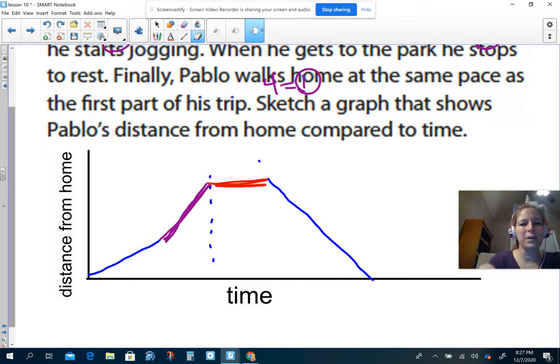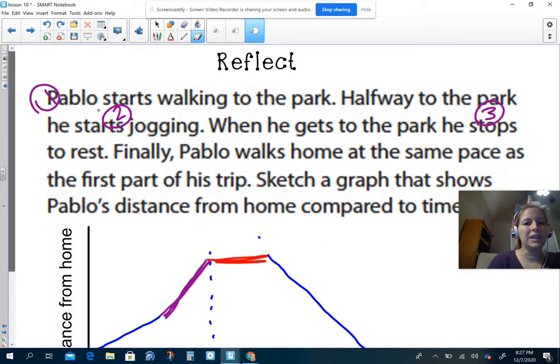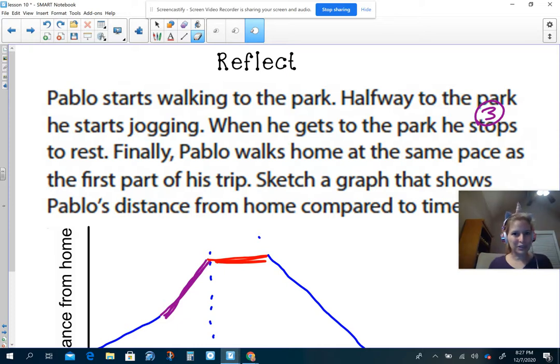So this feels a lot easier, doesn't it? Because we're drawing pictures with stories. Well, y'all are doing a great job. So keep it up.